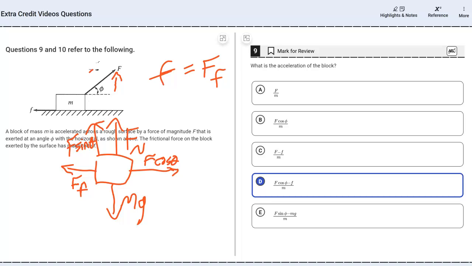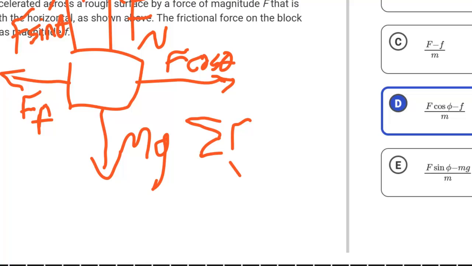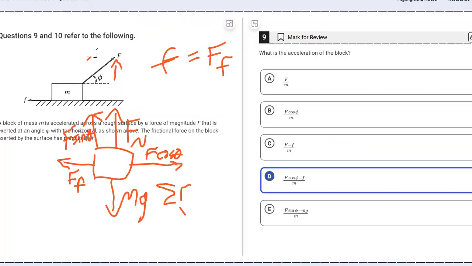So in the horizontal direction, if we set up our sum of forces equation, the sum of forces in the x, I'm so sorry, I don't know why it keeps doing that.